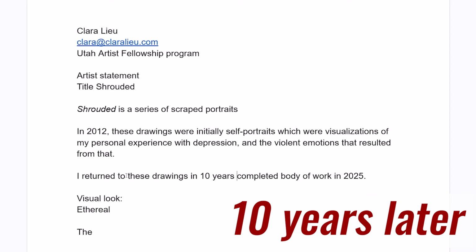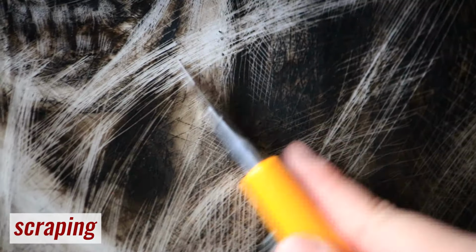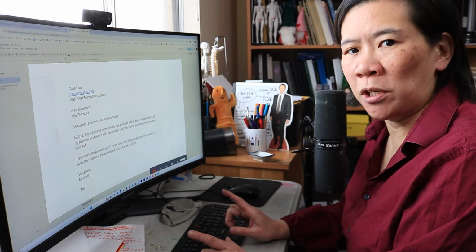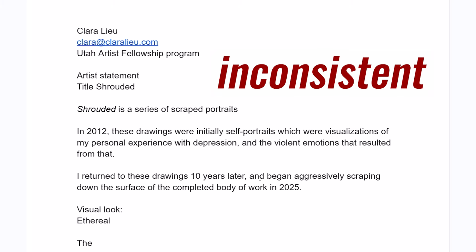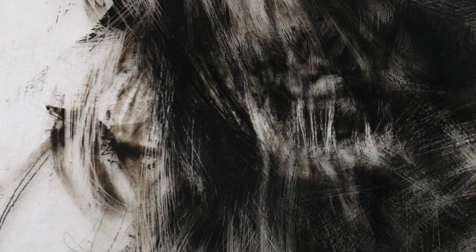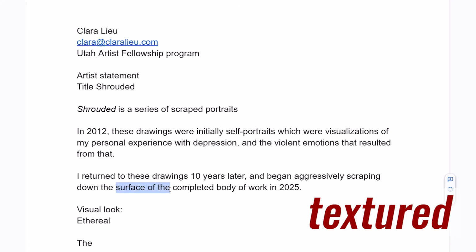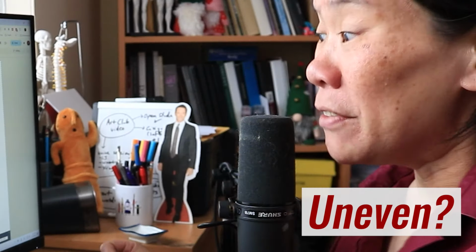10 years later, that sounds better. It sounds longer. Instead of just saying scraping, I'll say aggressively scraping. Good to have descriptive words. Instead of just saying the surface of the drawings, the inconsistent surface of the etching ink. Inconsistent sounds a little weird though. Not textured. It's not really textured. It's more thick, uneven. Oh, that's better.